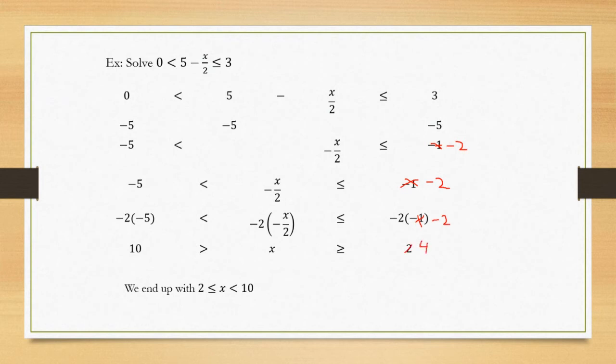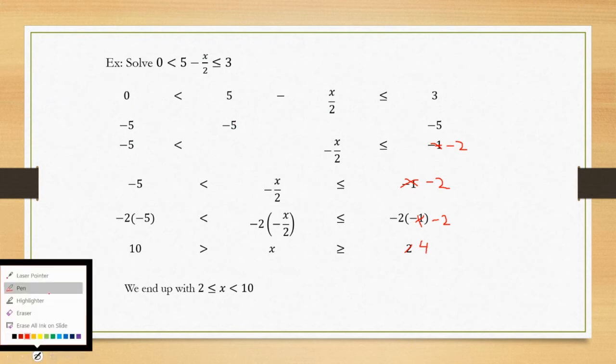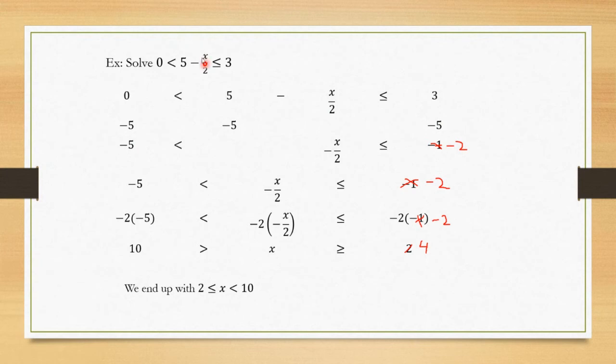There we go. Beautiful. So this is what we have now. Again, 0 less than 5 minus x over 2, less than or equal to 3. We want x all alone. So let's get the 5 out of there by subtracting, and we end up with this: -5 less than -x over 2, less than or equal to -2.